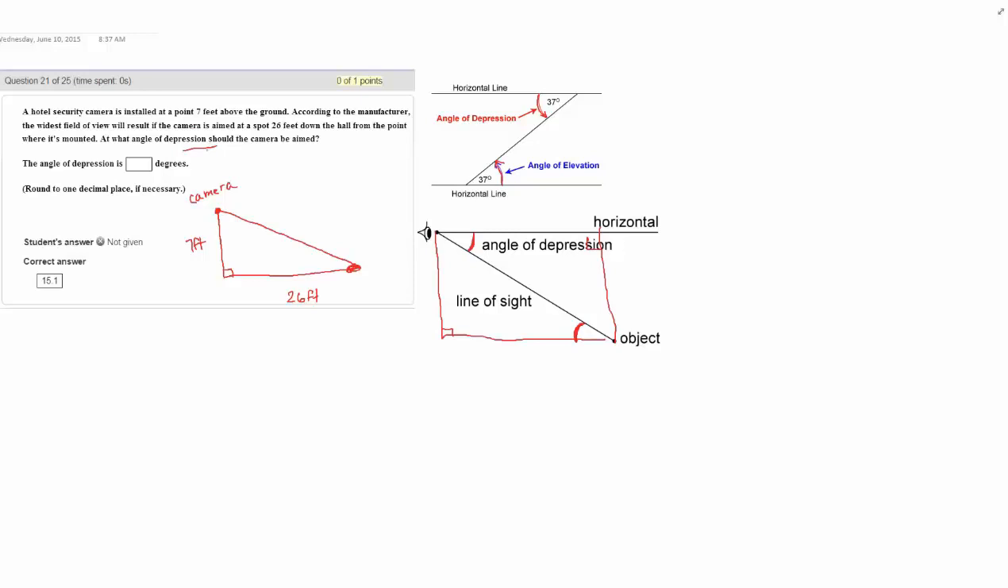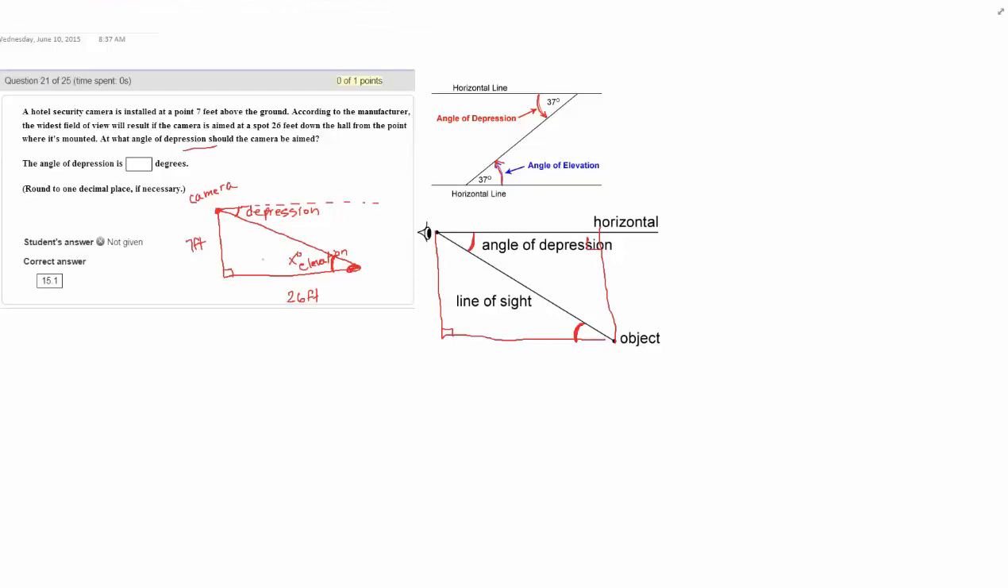So actually the viewpoint of the camera is outside of the triangle. It's where you form your horizon, and it's the angle that's outside of that triangle. So the angle of depression is always going to be equivalent down here to the angle of elevation. So I'm just going to put x degrees down here with the angle of elevation. The reason why that's important is because it helps you position your trig ratios correctly.